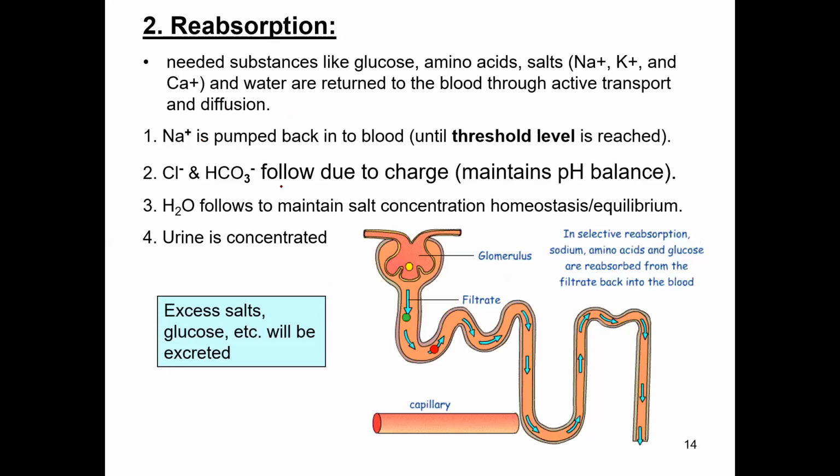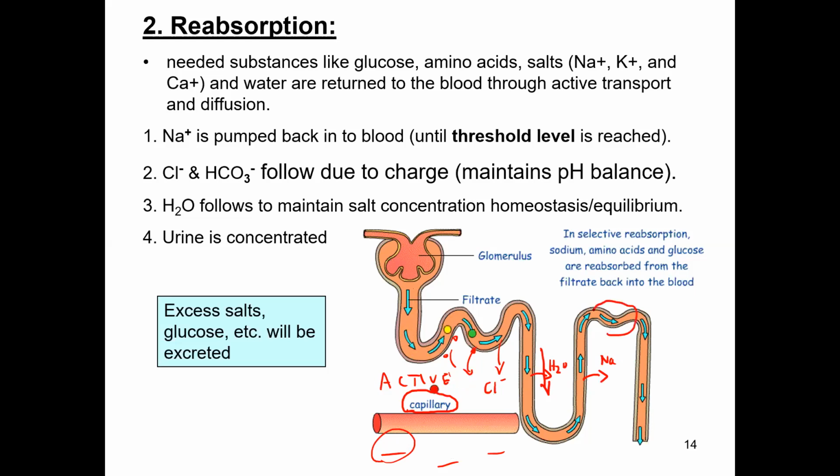Reabsorption. We want the good stuff to be going back into our peritubular capillary network. Sodium, amino acids, glucose, these are actively transported. They're pumped back using ATP. Now, what's going to follow the sodium is chloride ions. The descending loop will also reabsorb water. The ascending loop will reabsorb more sodium.